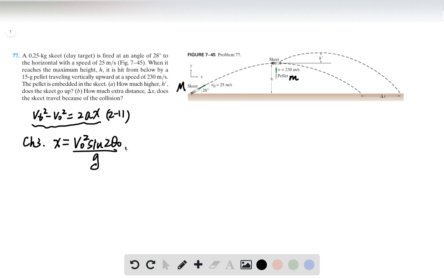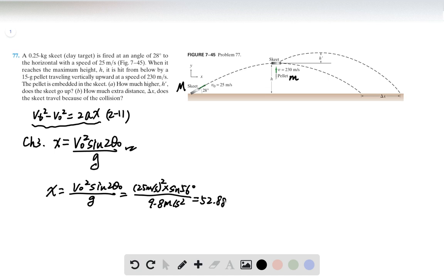So, okay, let's look at this projectile motion. Let's try to use this equation to find the horizontal distance traveled. So we have x equals v naught squared sine 2 theta naught over g, which equals 25 meters per second squared times sine of 56 degrees over 9.8 meters per second squared. This gives us 52.88 meters. So that is this distance.